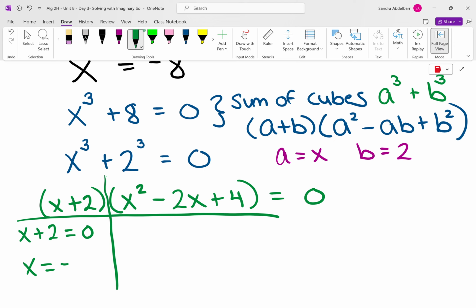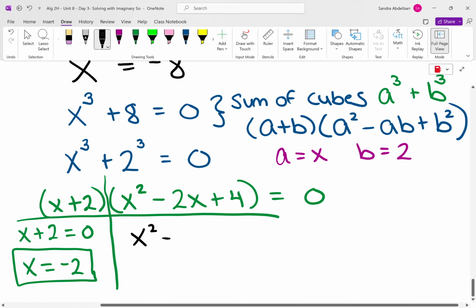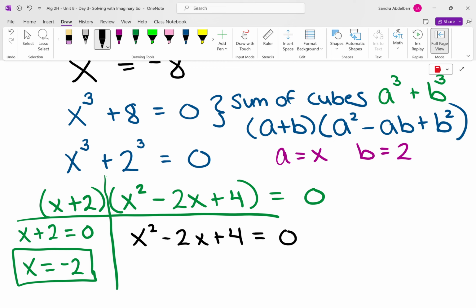Now we set each factor equal to 0 and solve. So x plus 2 is equal to 0. x will equal negative 2. Isn't that one of the cubed roots of negative 8, negative 2? Negative 2 times negative 2 times negative 2 is a negative 8. All right, now the other one. x squared minus 2x plus 4 is equal to 0. Can I factor this? There are no factors of positive 4 that will give us a negative 2.